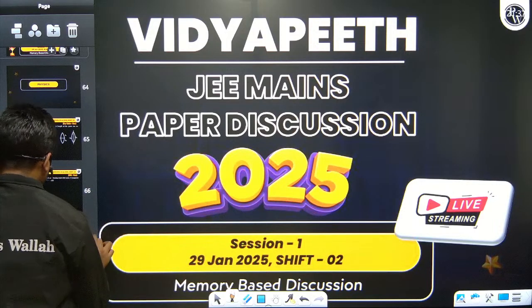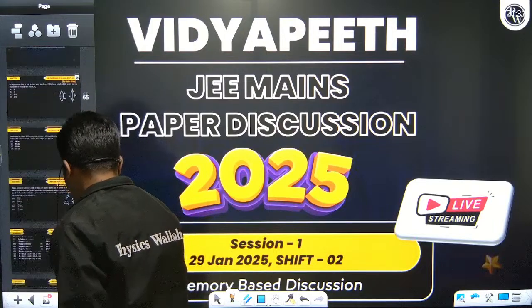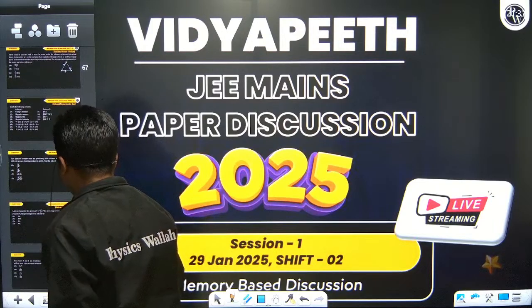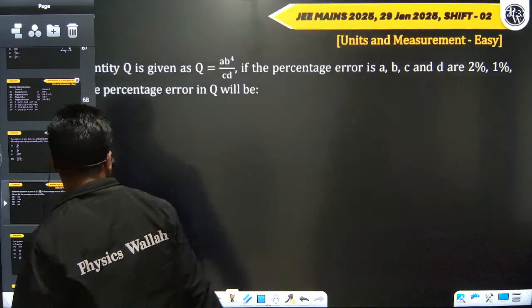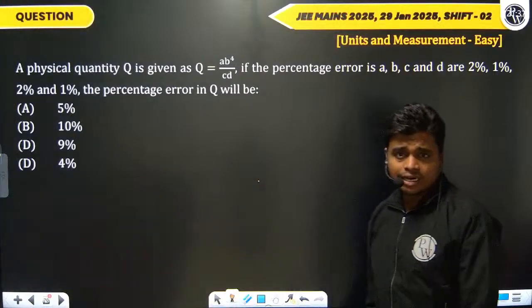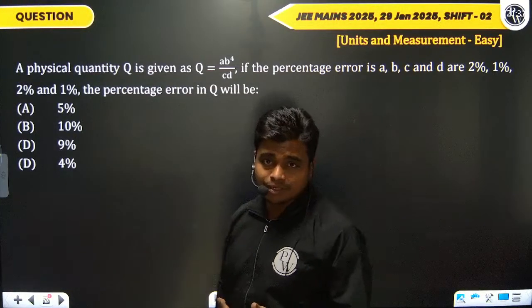Okay, so some questions are already solved. One question that came up is on units and measurement. That is a standard question when we are discussing units and dimensions.